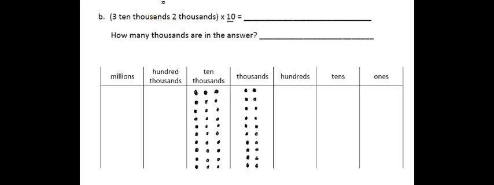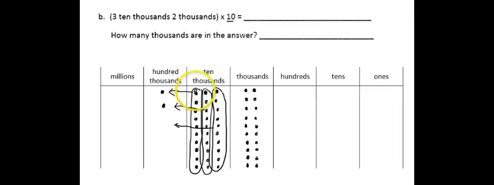Now let's compose our groups of 10. So I have 10 disks that are 10,000 each. That's the same thing as 100,000. I have another group of 10 10,000s and I can compose that into 100,000. And I have one more group that I can compose into 100,000. So I've composed all of those.